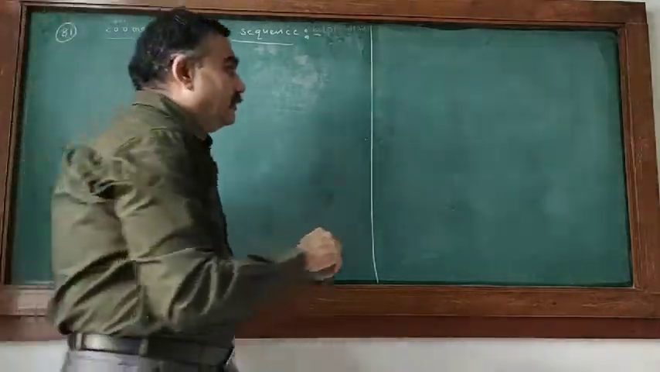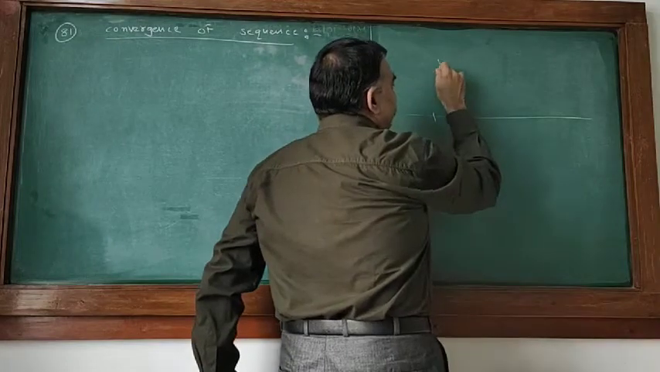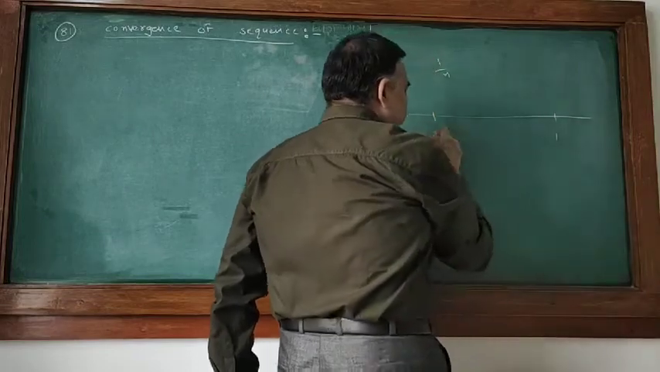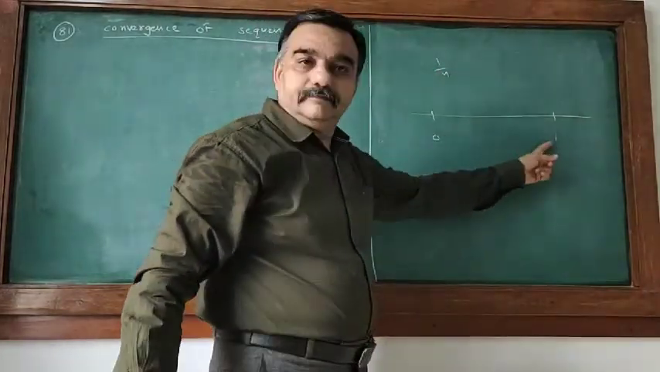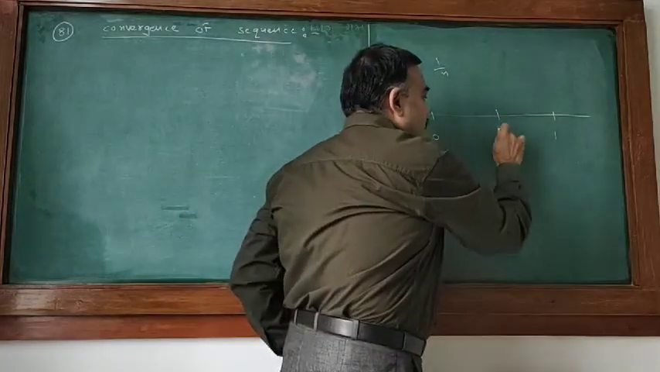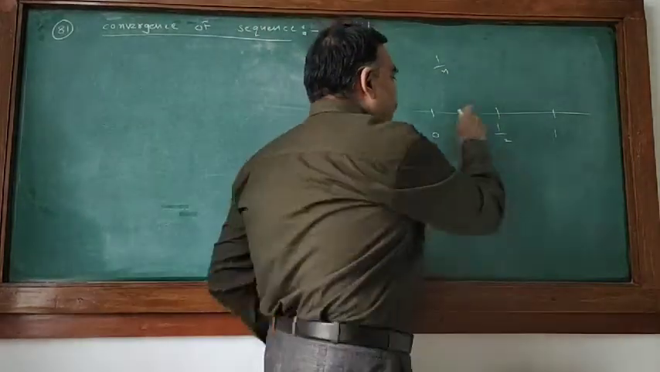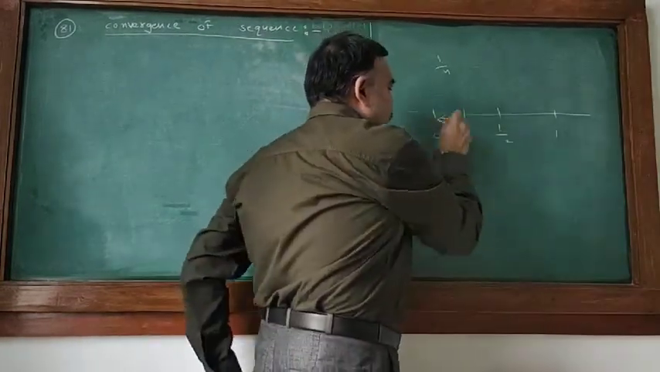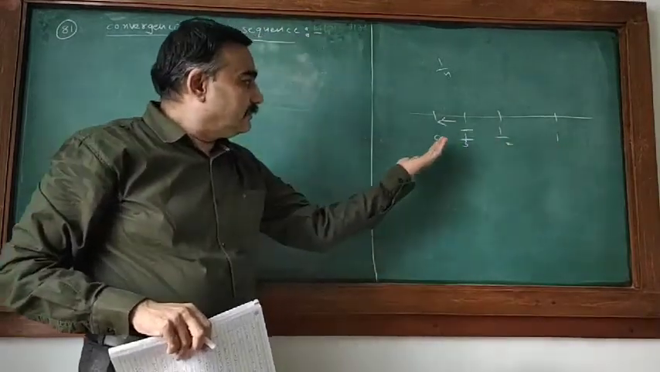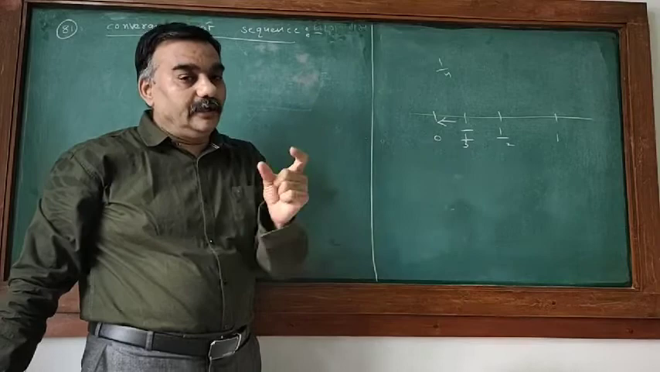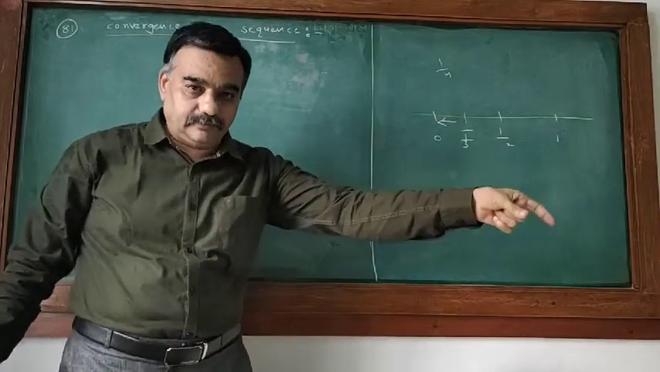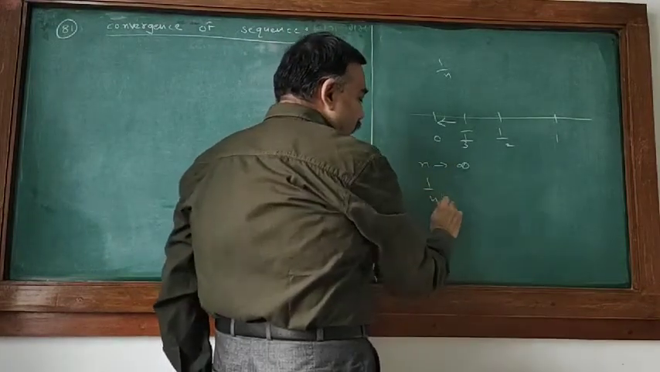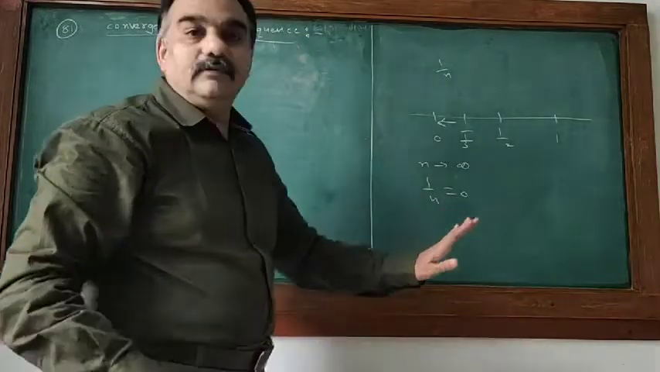As you know, if we start with 1 upon n, and you know that this is 1 and this is 0. If n is 1, it is 1. If n is 2, it is 1 by 2. If n is 3, it is 1 by 3. If n is 4, it is 1 by 4. And ultimately, we reach to 0. Actually, we are very near to 0. We never achieve 0, because there is no value of n for which 1 upon n is 0. There is no value.